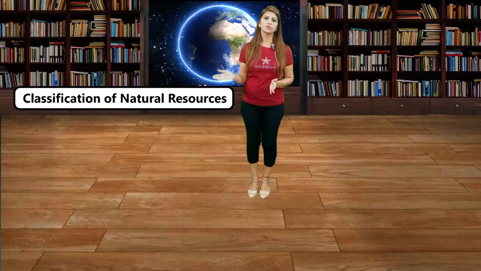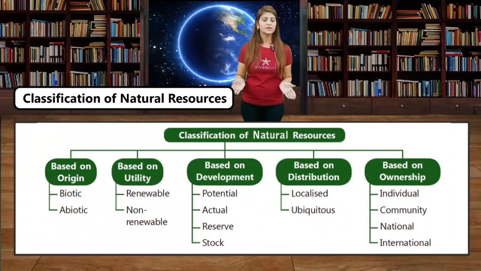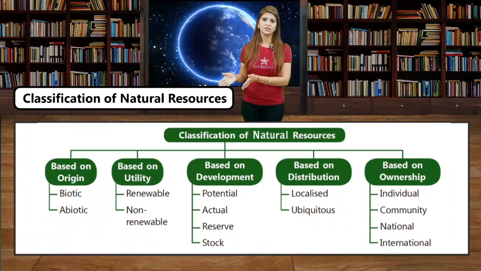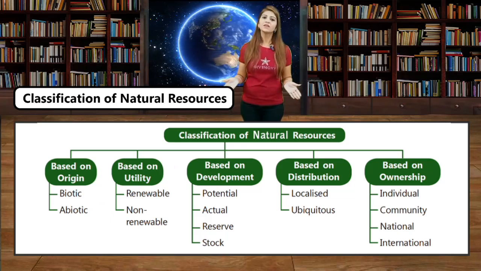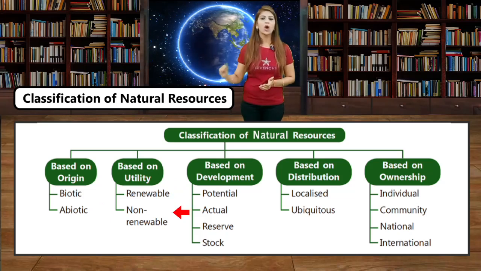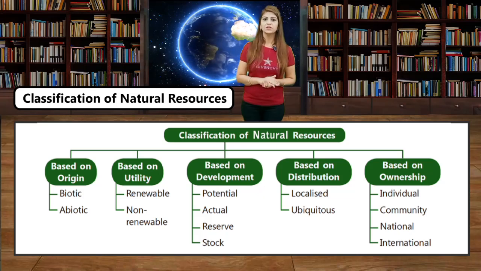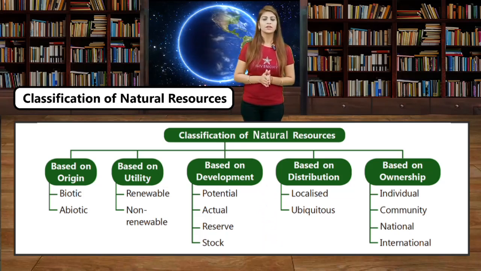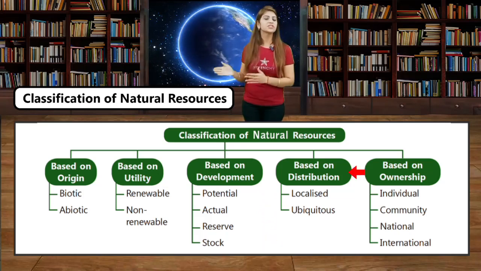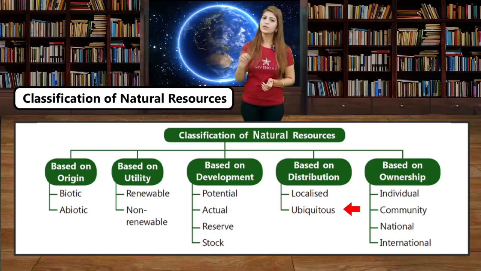Classification of natural resources. Number one, based on origin, and they are biotic, abiotic. Number two, based on utility, and they are renewable, non-renewable. Number three, based on development, and they are potential, actual, reserve, stock. Number four, based on distribution, and they are localized, ubiquitous.